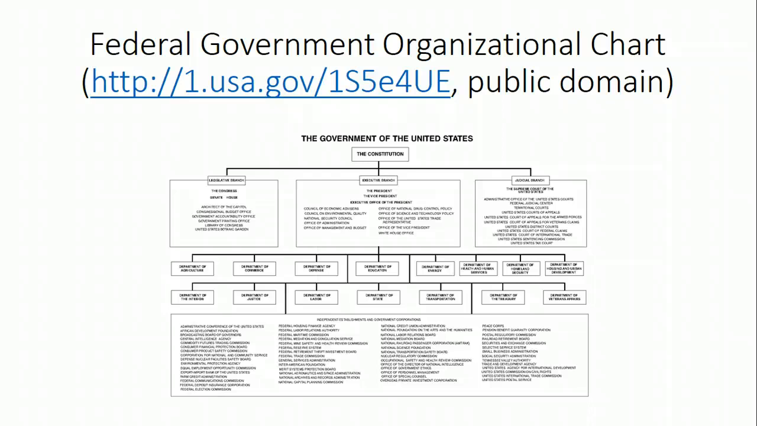Now, what you see here comes from the federal government itself. The website is there. The organizational chart of the United States federal government. And you can see that at the top of the hierarchy is the United States Constitution. And the United States Constitution lays out three branches of government: the legislative branch, the executive branch, and the judicial branch.